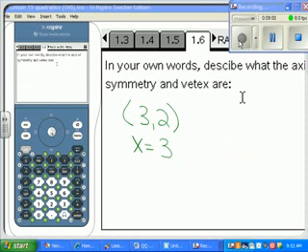What's that again? The vertex point will always lie on the axis of symmetry. So the x value for the vertex is your value for your axis of symmetry. Okay?